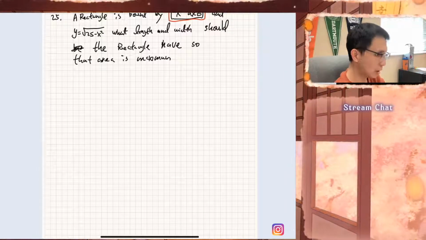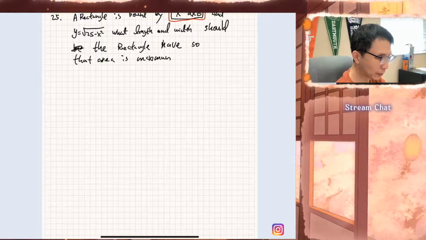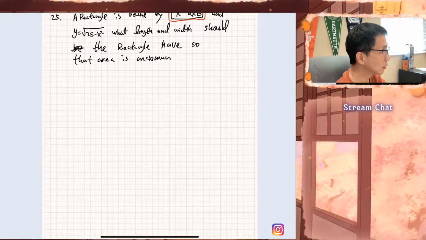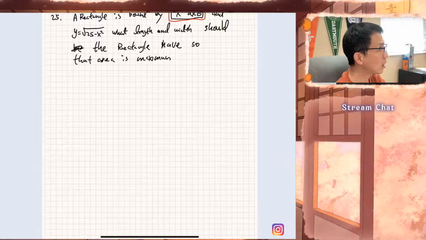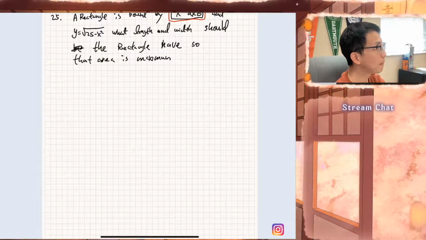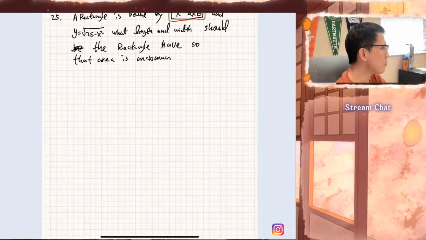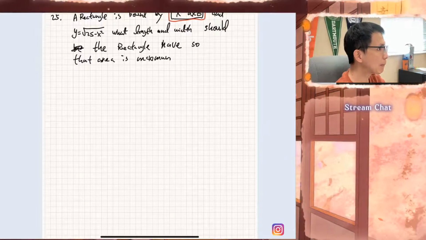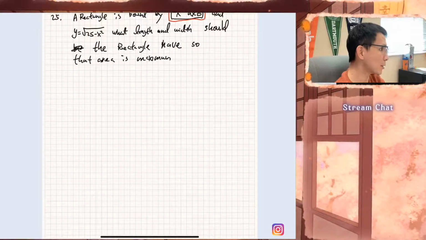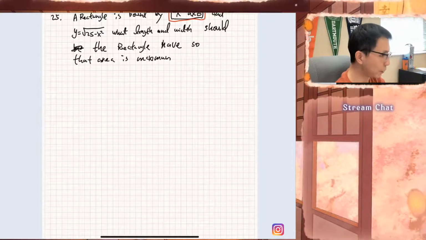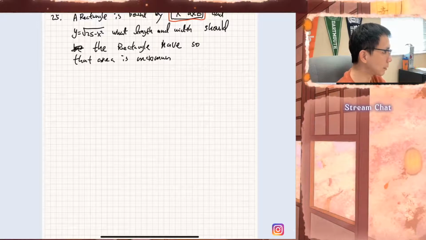Do you know what y equal to 25 minus x squared graph looks like? Would it be like this? No. Isn't it just like a parabola? It's almost like a parabola, but it's not. Because 25 minus x squared is a parabola, but square root of 25 minus x squared is not a parabola.